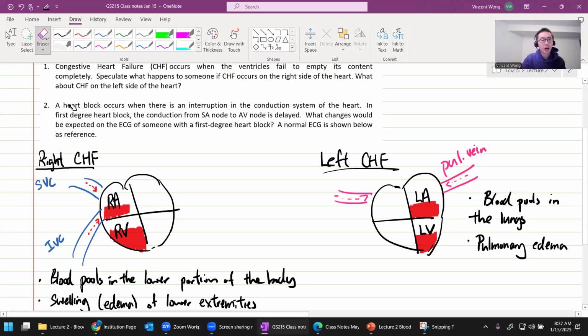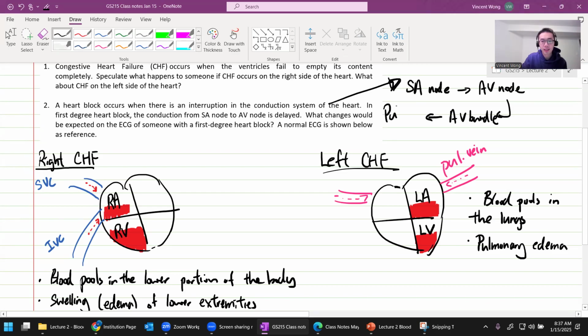Okay, number two, a heart block occurs when there is an interruption in the conduction system of the heart. So if you remember, the conduction system is the SA node, which creates the electrical signal that gets spread to the AV node, and then it goes to the AV bundle, and then the Purkinje fiber, right? And that basically is going to create the contraction, the cardiac cycle. So a heart block is basically an interruption along this path.